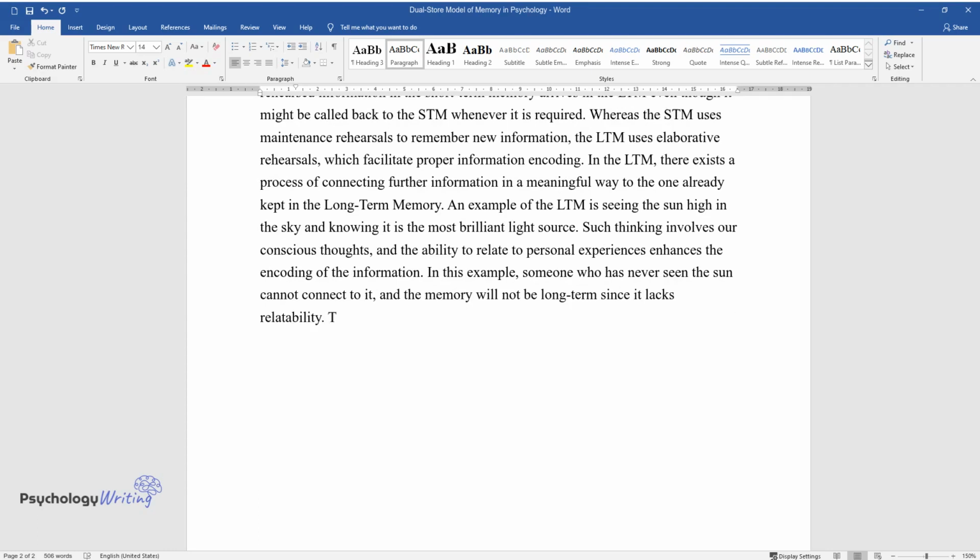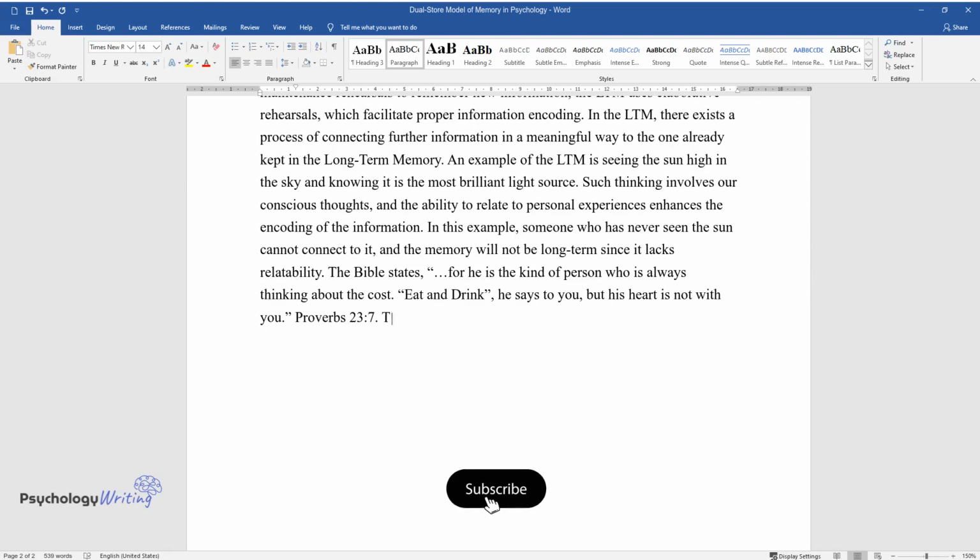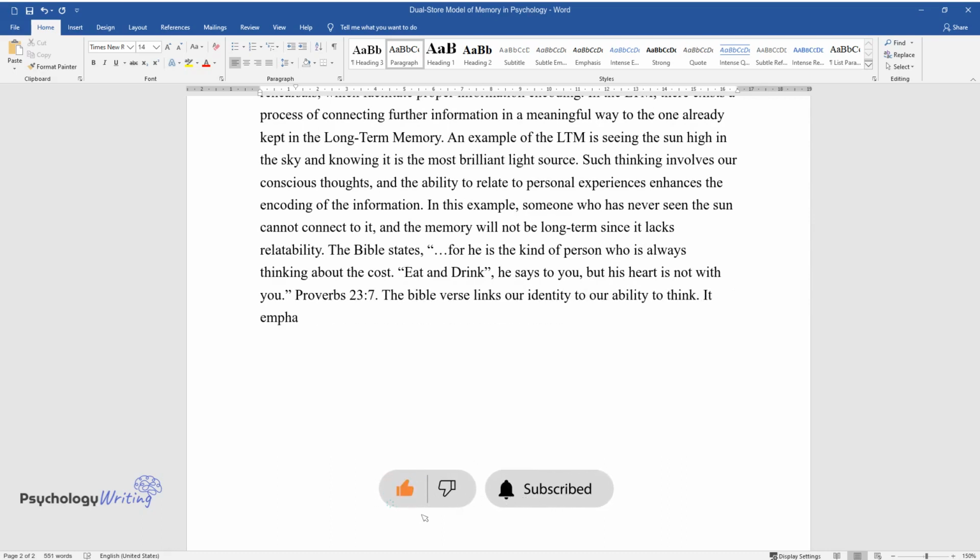The Bible states, "For he is the kind of person who is always thinking about the cost. Eat and drink, he says to you, but his heart is not with you." Proverbs 23 verse 7. The Bible verse links our identity to our ability to think. It emphasizes that we are what we collectively think.